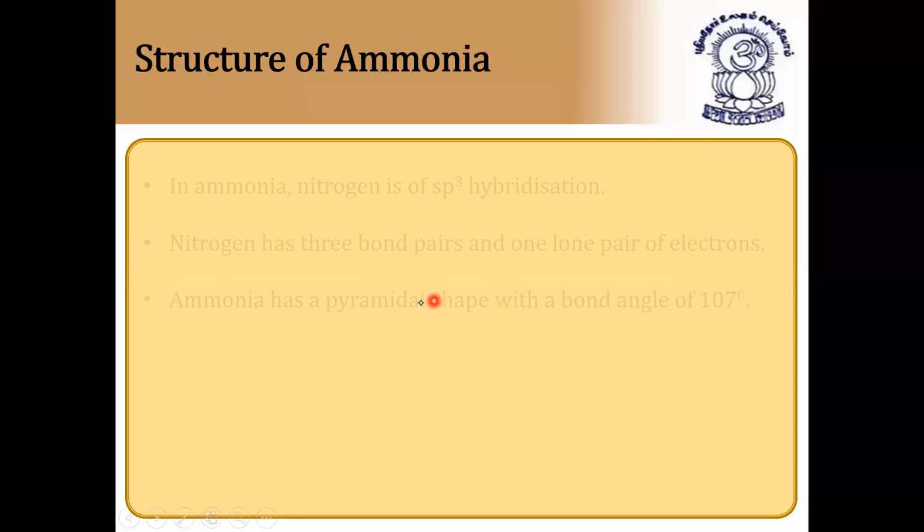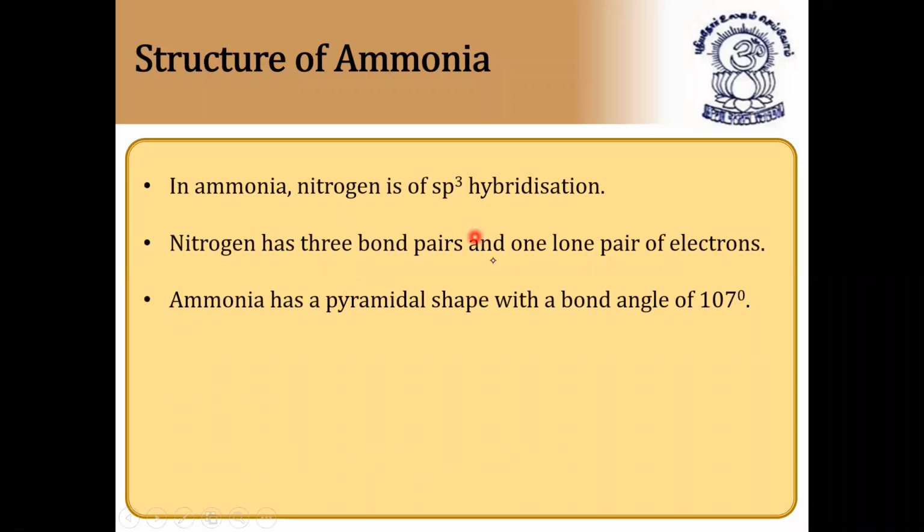Next, structure of ammonia. In ammonia, nitrogen is of sp3 hybridization. Already we know nitrogen has three bond pairs and one lone pair. So due to this lone pair, it has pyramidal shape, not the tetrahedral, and bond angle is 107 degrees. So it undergoes sp3 hybridization. So this is the structure of ammonia.